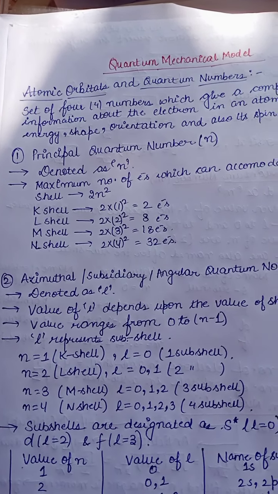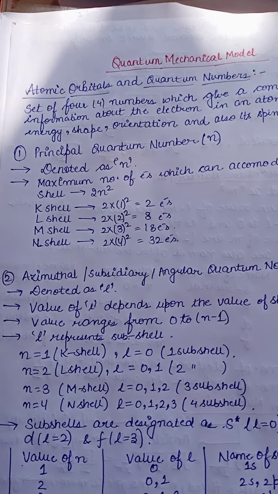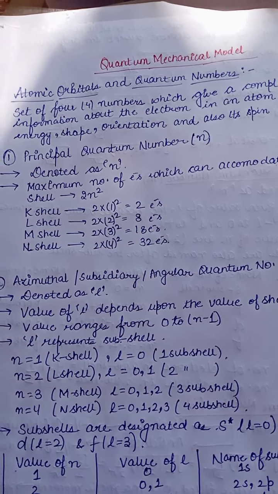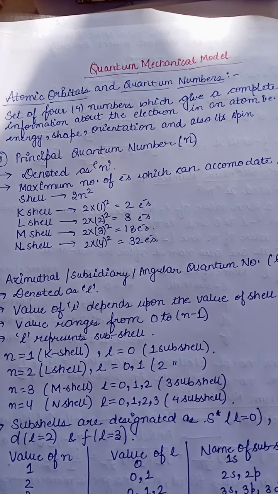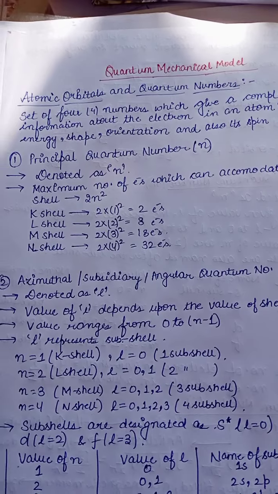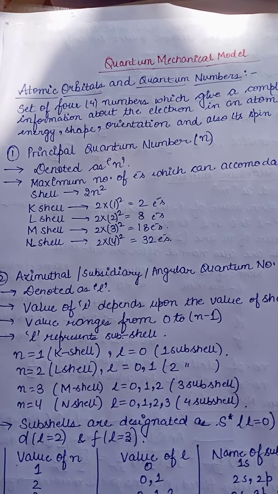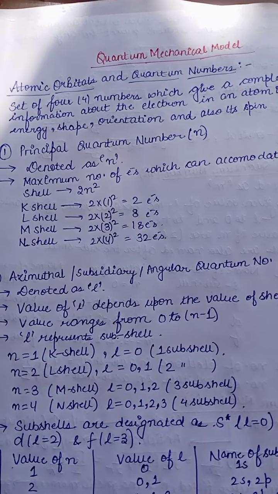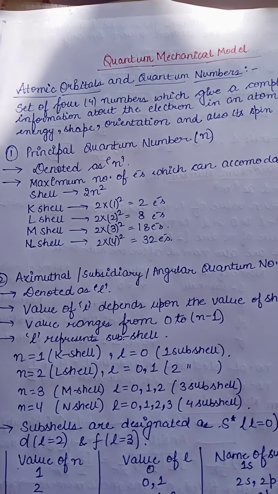So what do you mean by principal quantum number? Principal quantum number is denoted as n, and the maximum number of electrons which could be accommodated in a particular shell is 2n square. So we have 4 different types of shells. First one is K shell, second one is L, third M, and last but not least, that is N shell. So K, L, M, N.